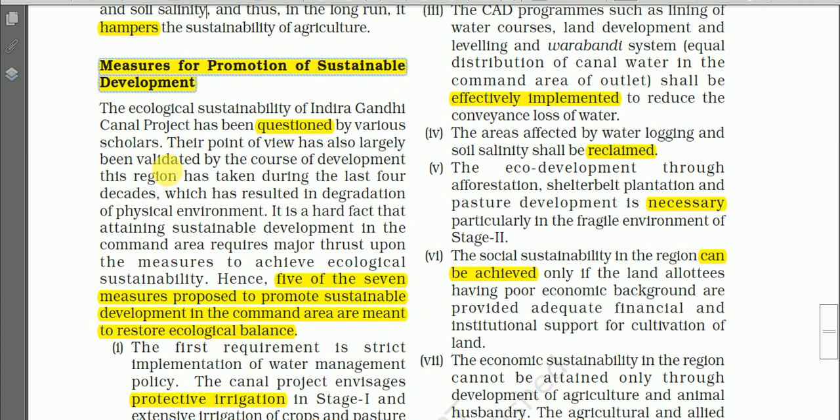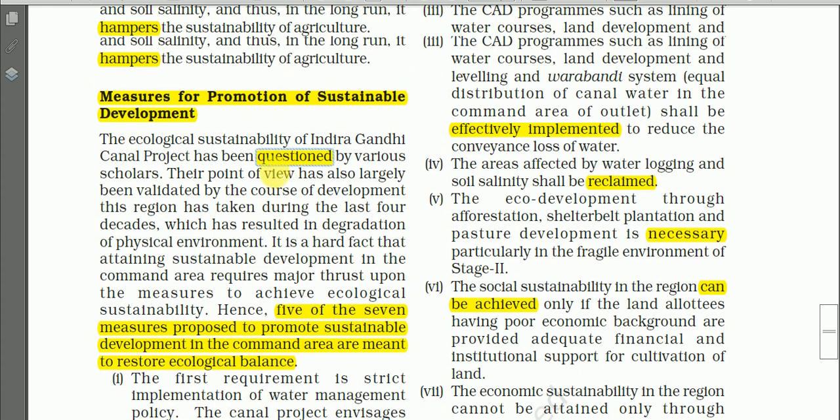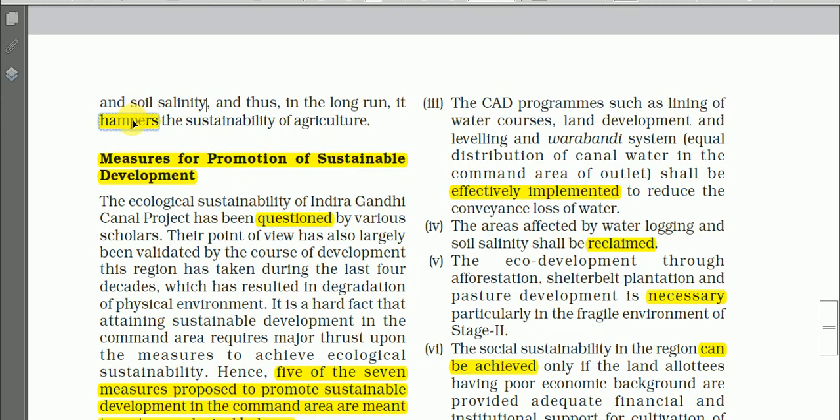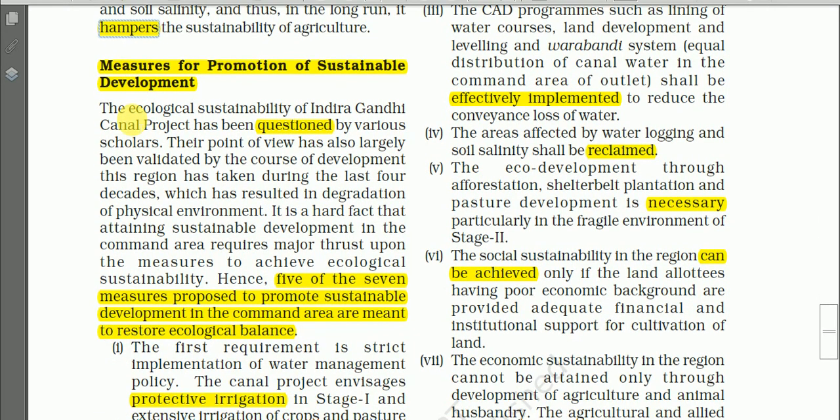The ecological sustainability of the Indira Gandhi Canal project has been questioned by various scholars. That means the sustainability of the Indira Gandhi Canal project has been questioned, meaning how far the canal irrigation is successful in transforming the fragile ecosystem of Rajasthan, or whether the problems created by the canal irrigation have been increasing day by day, which we have to compare.